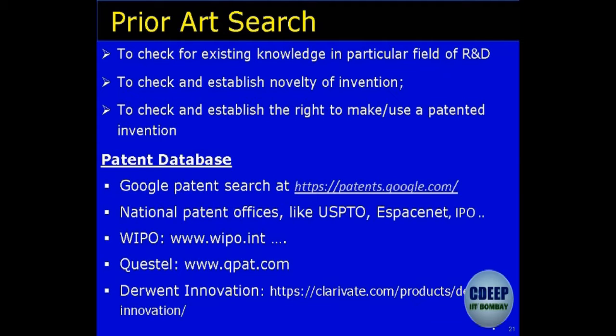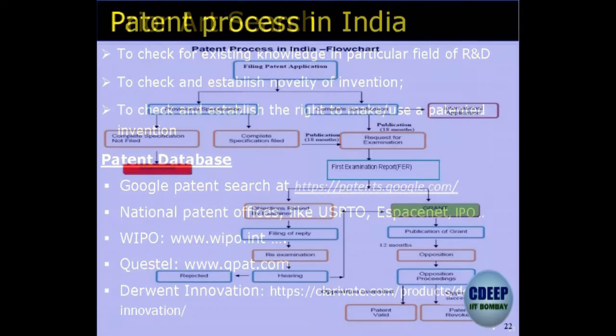So for searching prior art, we have patent databases, some of which are free, like Google Patent Search, then all the national patent office websites like USPTO, Espacenet, IPO, and even WIPO is providing a free patent database for prior art searching. And some of them are paid databases like Crystal Database, Derwent Innovation, and there are so many others also.